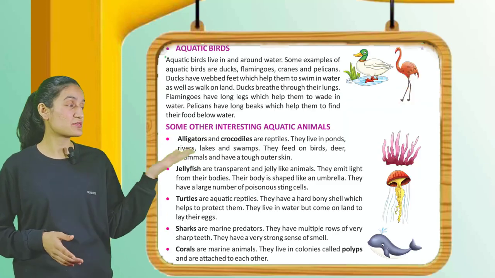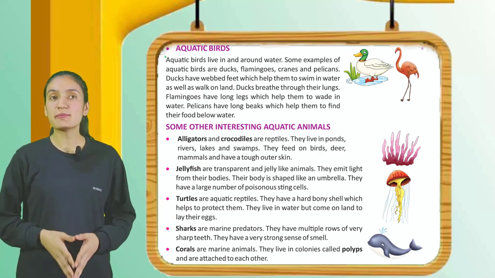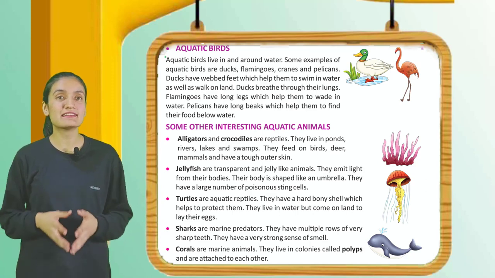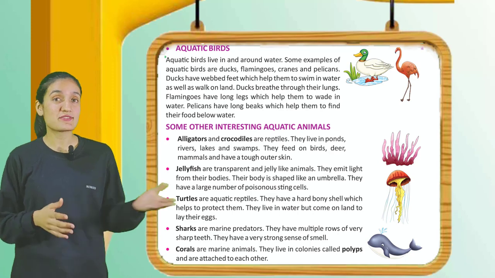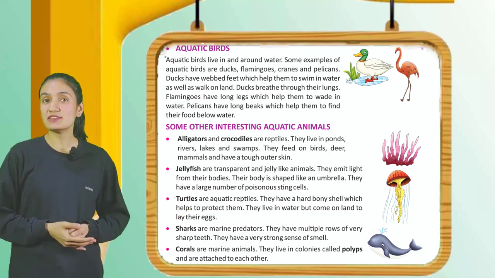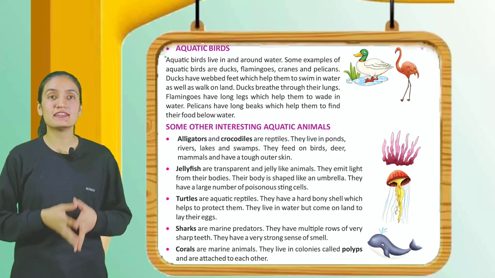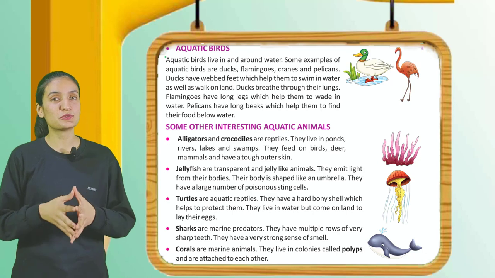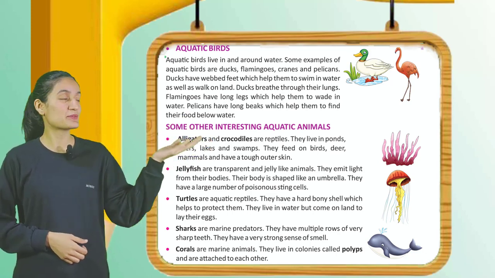Now next is aquatic birds. Aquatic birds live in and around water. Some examples of aquatic birds are ducks, flamingos, cranes and pelicans. Ducks have webbed feet which help them to swim in water as well as walk on land. Ducks breathe through their lungs. Flamingos have long legs which help them to wade in water. Pelicans have long beaks which help them to find their food below water. Now, you can see in this picture a duck and flamingo.